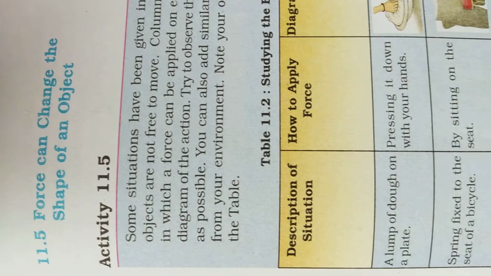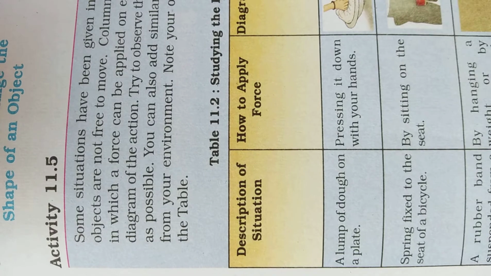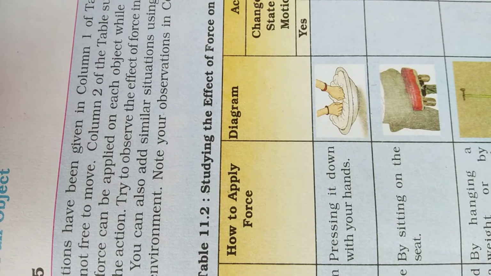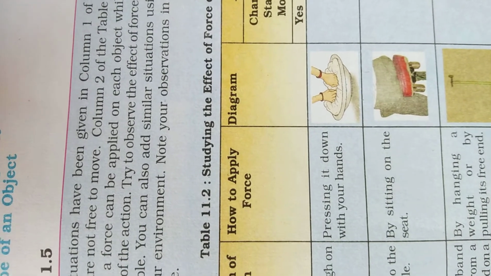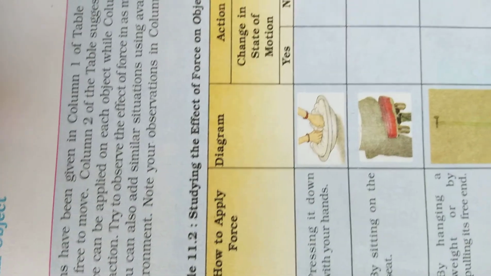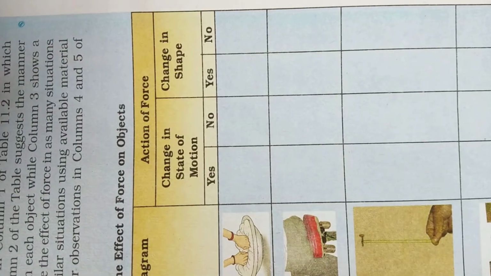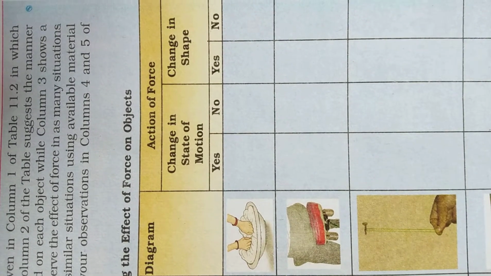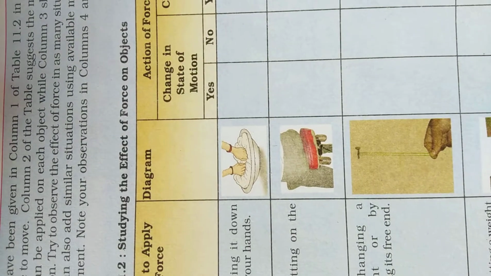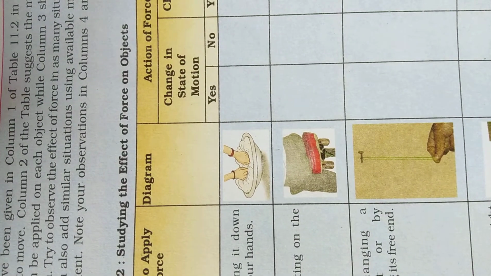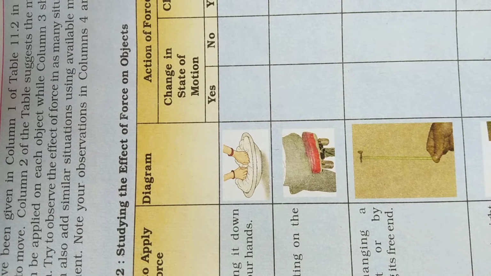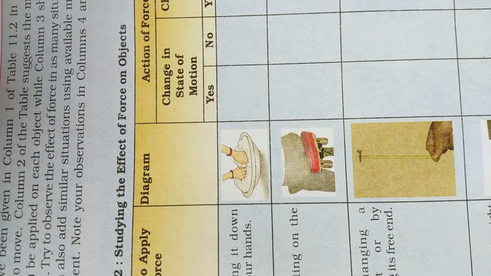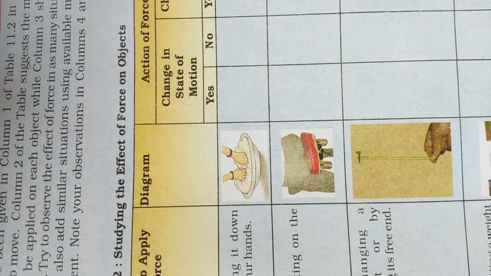First, a description of the situation is given in the table. Second, how to apply force is given. Then diagrams are given of some pictures where force is applied. We have to observe all this and note in these columns the change of the state of motion and the change in shape. Pictures are given of force applied to a ball on the floor, a person sitting on a bicycle seat, a rubber being stretched, and a weight being put at the center of a scale.